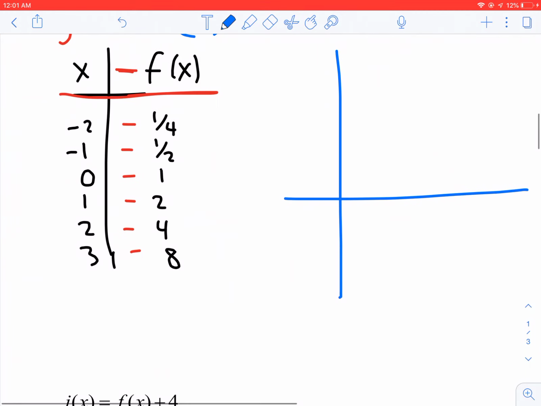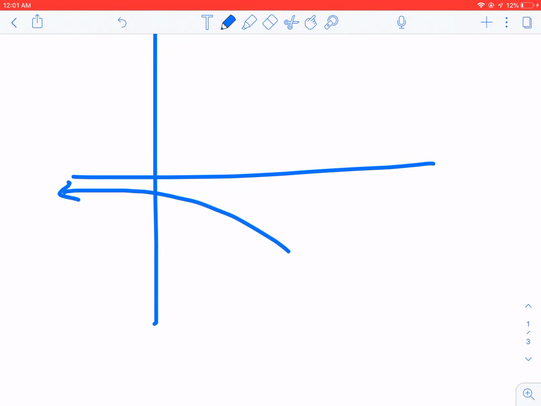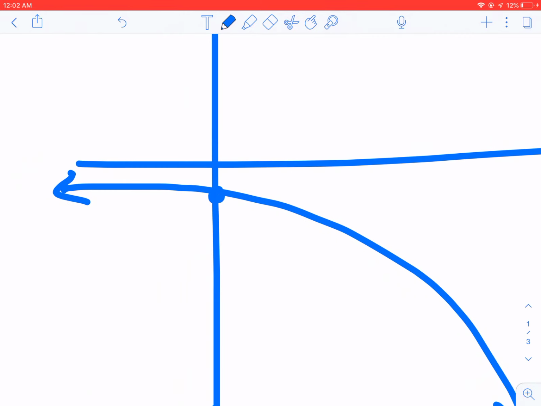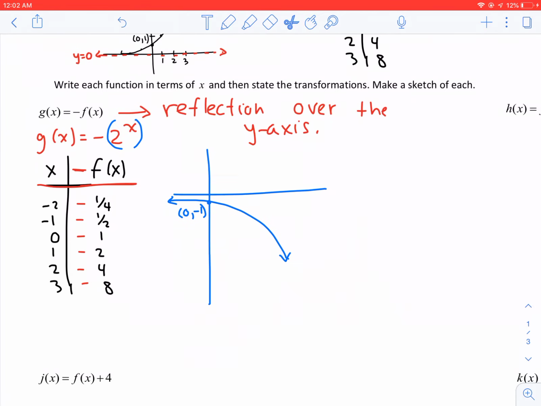So that is going to look something like that if we graph all the points. And instead of (0, 1), we have (0, negative 1). So that is what the graph of g of x would look like. And let me just adjust it a little. There we go.